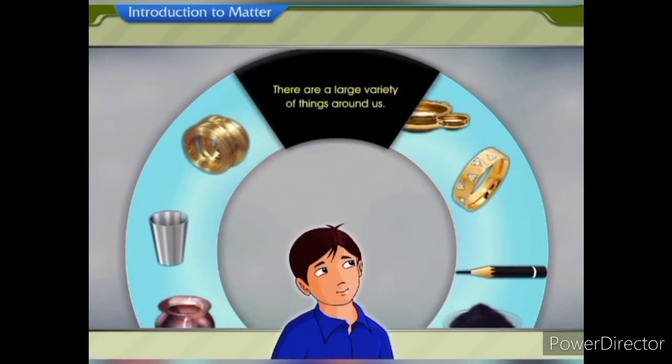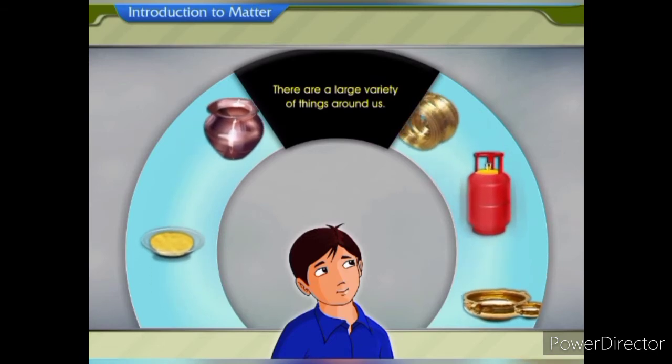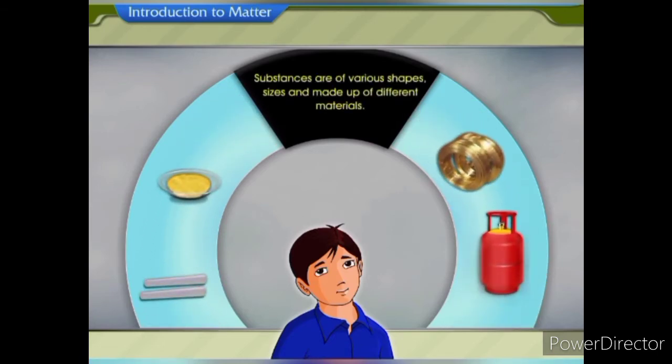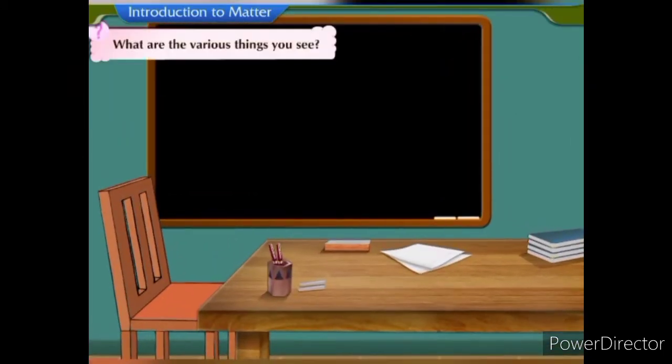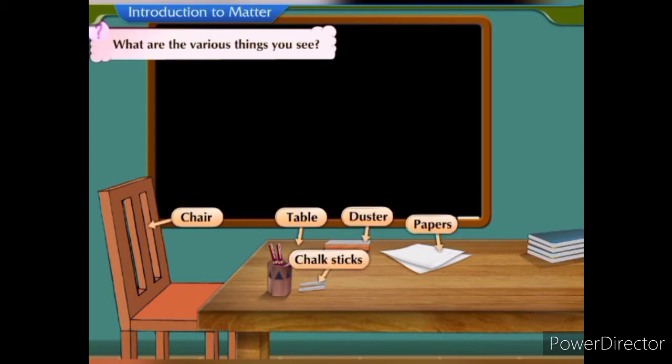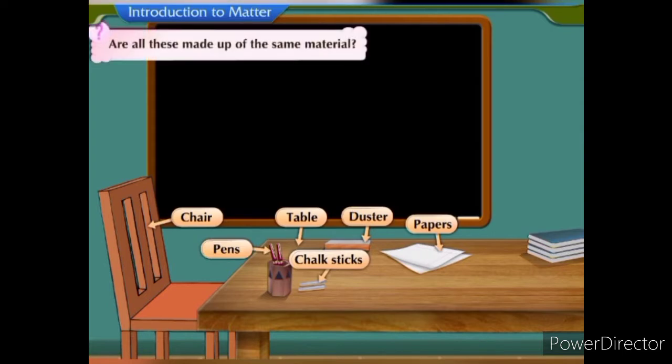There are a large variety of things around us. They are of various shapes, sizes, and are also made up of different materials. Observe your classroom. What are the various things you see? Tables, chairs, chalk sticks, a duster, papers, pens, etc. Are all these made up of the same material?